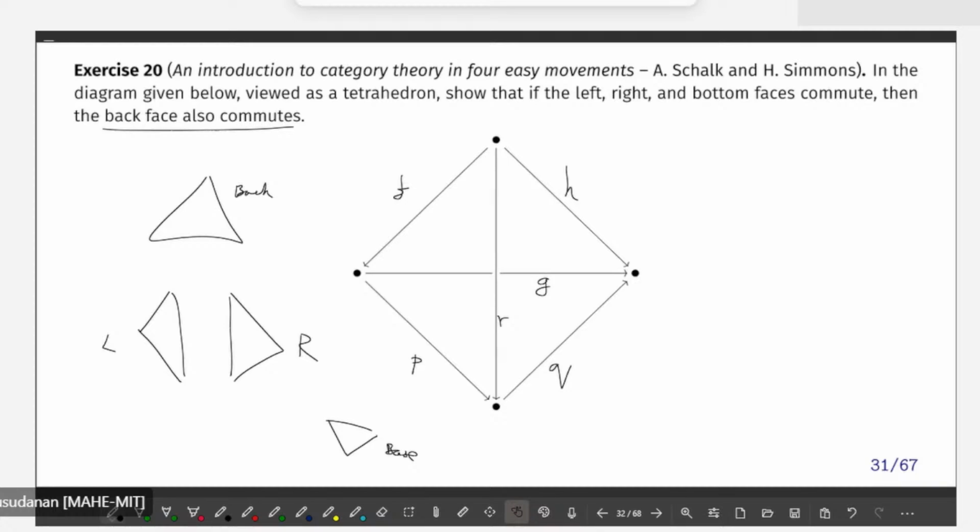The back face is this one, F, H, G. So you're supposed to prove that G composition F is equal to H. This is what you're required to prove.